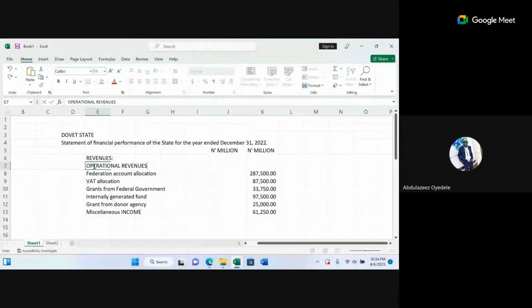Operational revenues. And here, we have a total of this. And then we can have our operational expenses, expenditures as well. Expenditures.